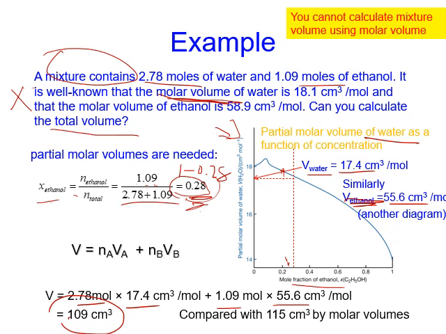Now, if you use the molar volume of water 18.1 and the molar volume of ethanol 58.9 to calculate the total volume, you will get 115 cubic centimeter. And this is not the volume of this mixture. This is the volume of the two pure substances before they mix, and 109 is the volume of the mixture.